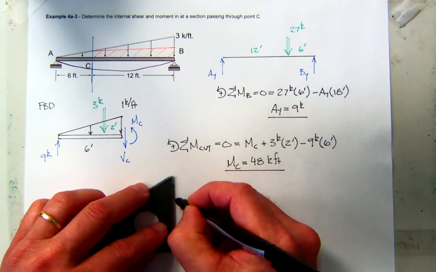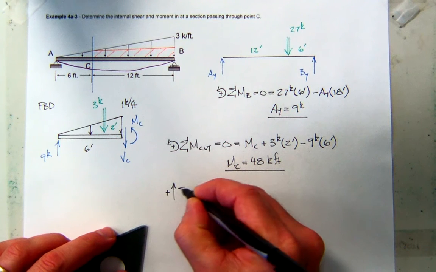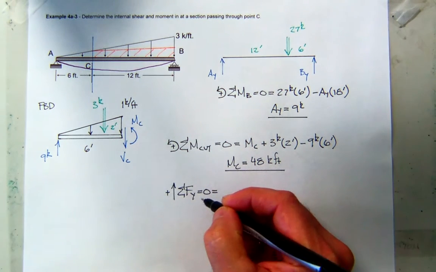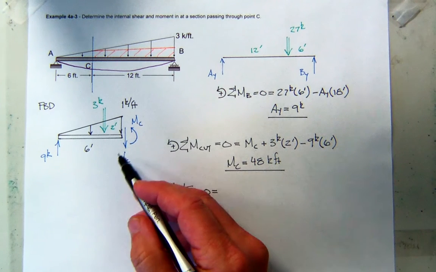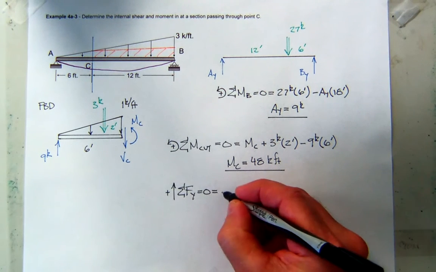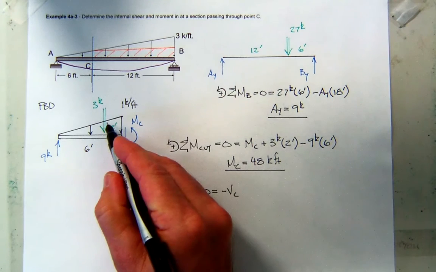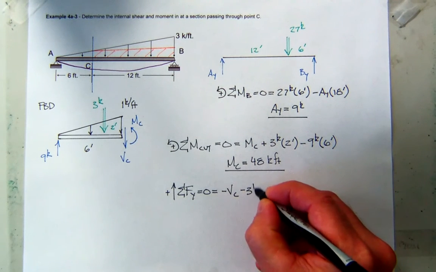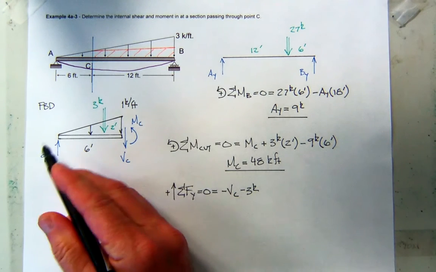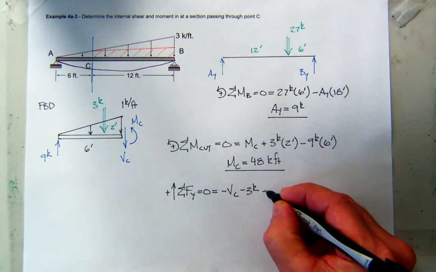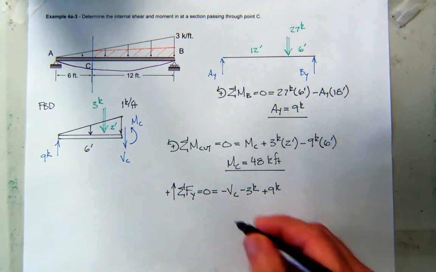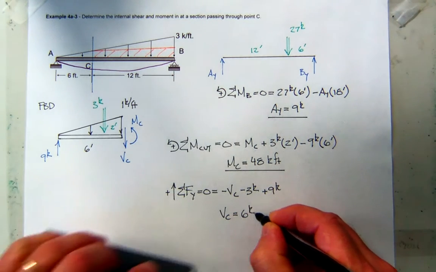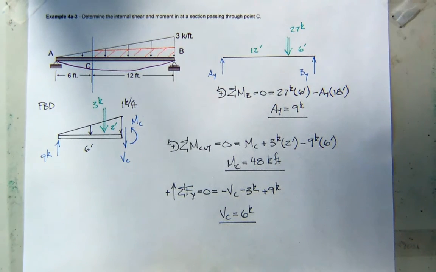To finish this off, we will sum forces in the y direction, and I'll assume up is positive. So the shear force VC is down, so that's negative. My concentrated equivalent 3 kip force is down, negative. And my reaction force is up, so that's positive. It's not a hard equation to solve. It looks like it's going to be 6. And we're done.